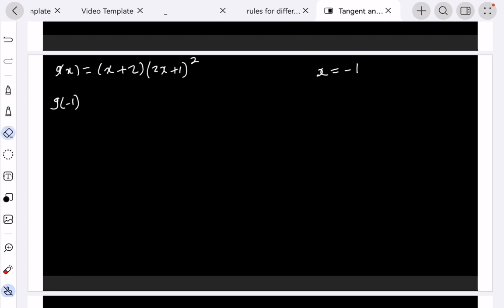I think the easy way, why am I calling it the easy way? Because you are going to use it for differentiation also. You cannot differentiate the equation like that. So the easy way is to first simplify this equation. So 2x plus 1 all squared, it's 2 brackets, right? Which will give us 4x squared plus 4x plus 1.